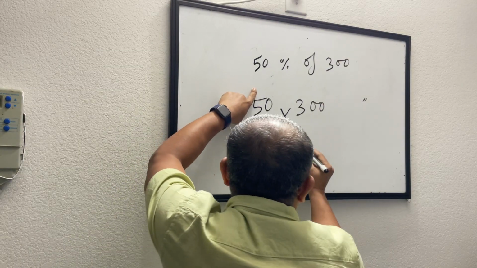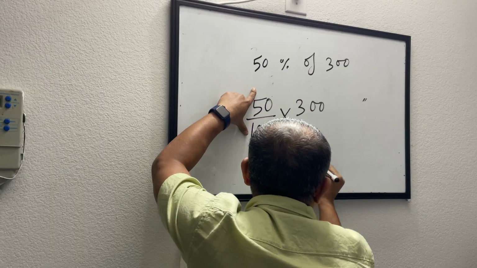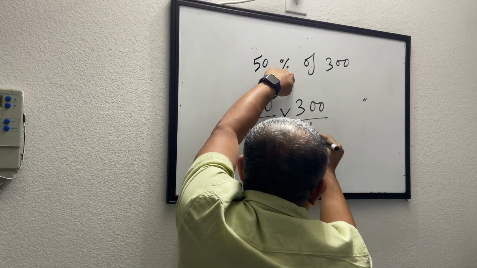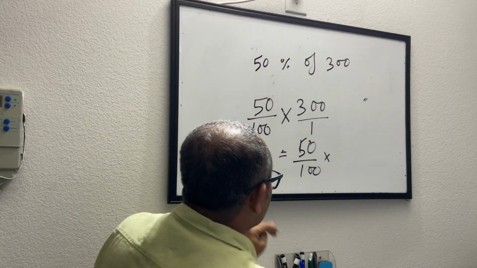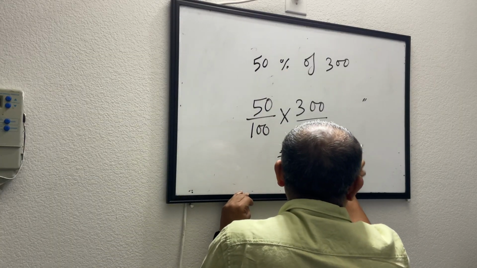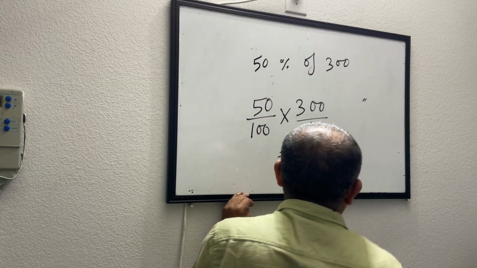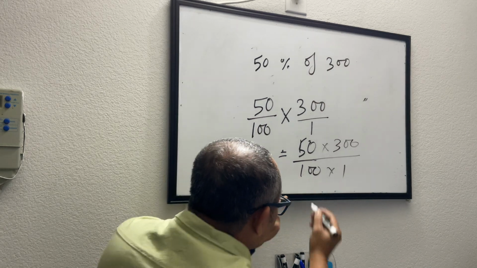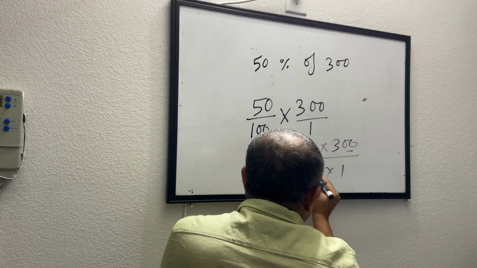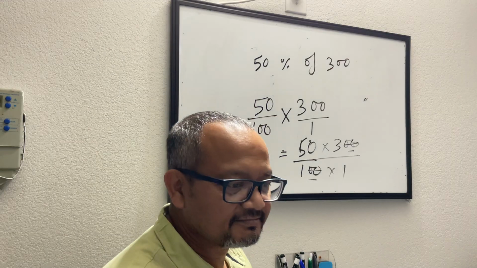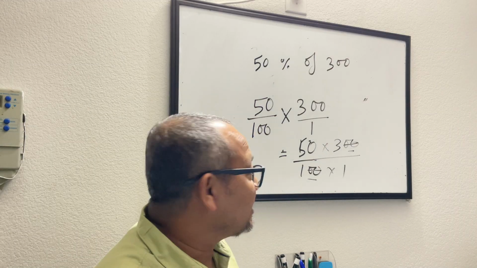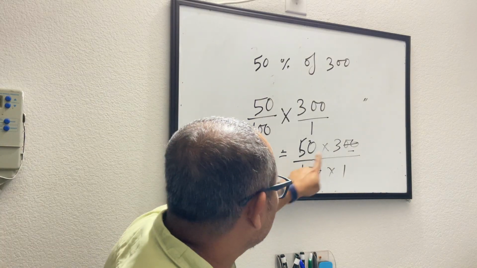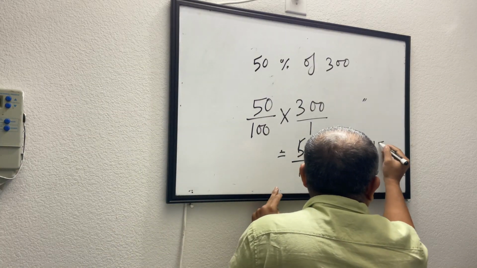50 by 100 into 300. I can write this as 300 by 1. Everything is fraction. So 50 into 300 by 100 into 1. Now, see, when you have trailing zeros, you have 2 zeros here, you have 2 zeros here, you can literally knock them off. That makes your calculation very fast. So it's 50 times 3, which is 150.